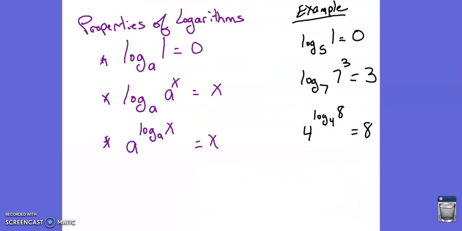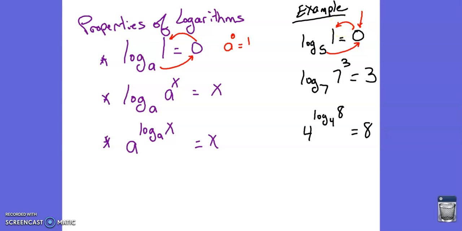So let's talk about properties of logarithms. If you have logarithm base a of 1, the answer is 0. And remember, here's the reason why, because a to the 0 power is 1. Anything to the 0 power is 1. So here's an example, log base 5 of 1. If I ask you to evaluate this, you would write 0, because 5 to the 0 power is 1.